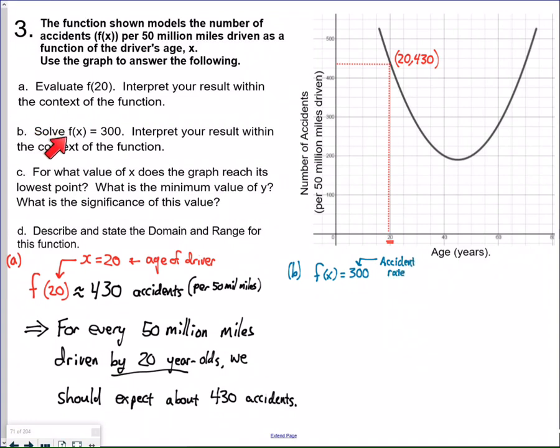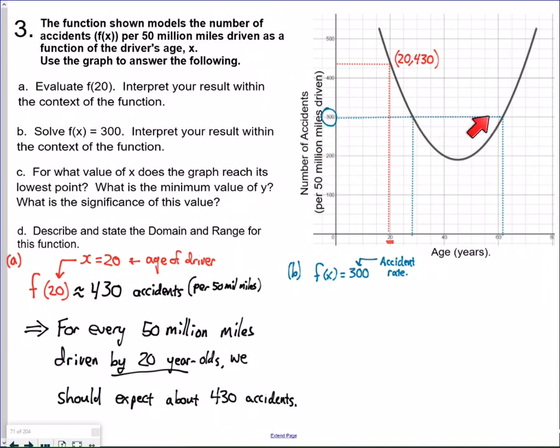Part B says, solve f of x equals 300. I mentioned this in class, but we hope we understand. I'm not asking you to divide both sides by f or do anything to the equation. I'm asking you to find the value of x that makes this a true statement. So I'm wanting to know what ages are going to produce an accident rate of 300 accidents per 50 million miles driven. So what I do is I first write down the equation I'm solving, and then I identify what information was given to me. It says the y value is 300, which represents an accident rate. So I go to the graph where y equals 300, and I follow it over.